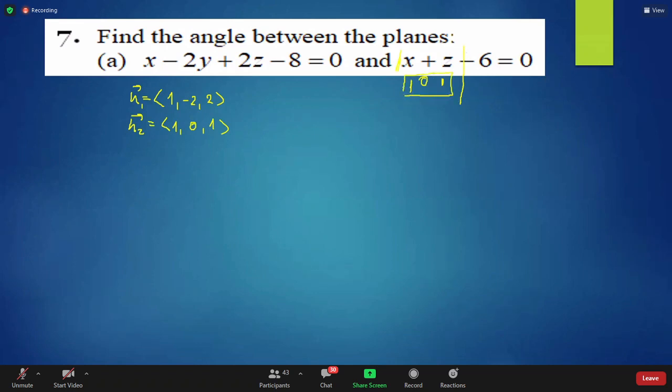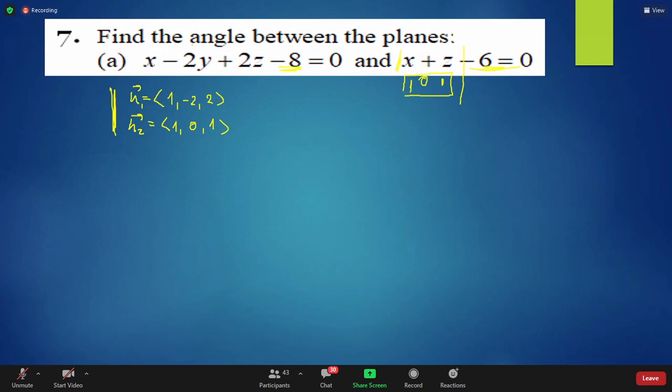So a reminder for you, if one of the variables is missing, the corresponding coordinate of the normal vector is 0. And the numbers themselves, like minus 8 and minus 6, have no influence on the angle, because these numbers simply tell us, to some extent, where these planes are situated. The angle, the direction, is completely determined only by normal vectors.